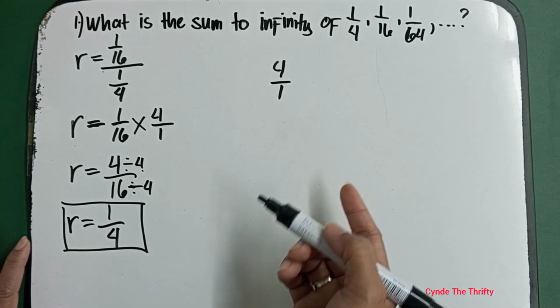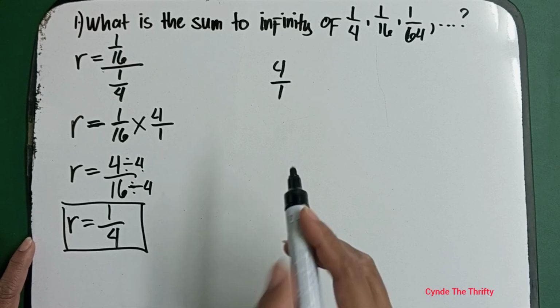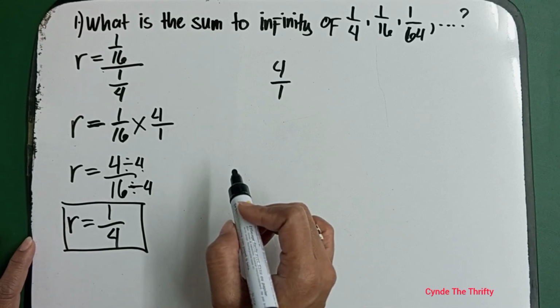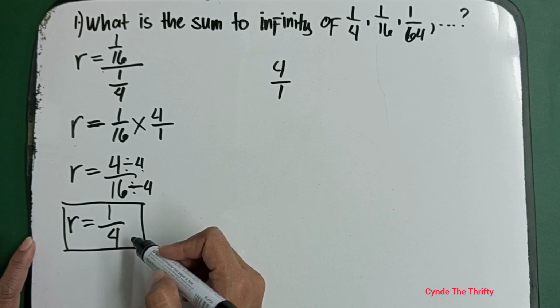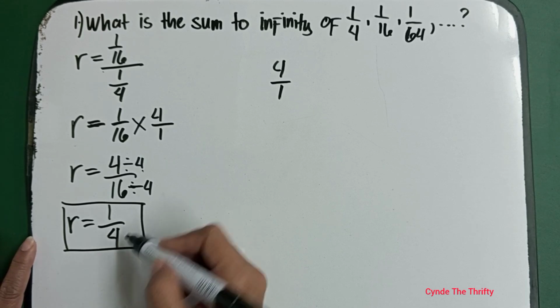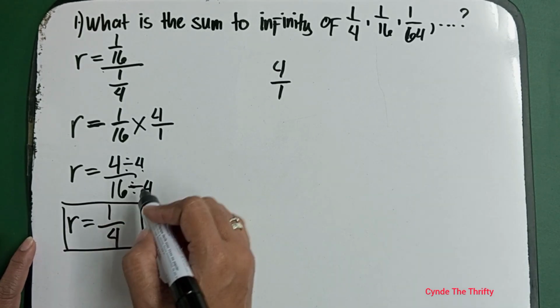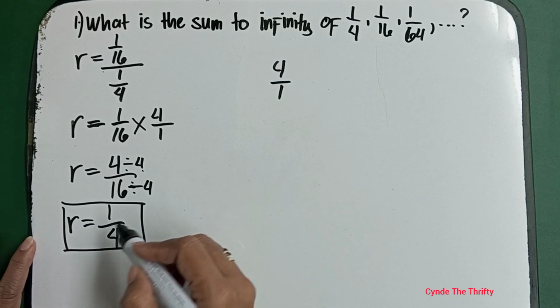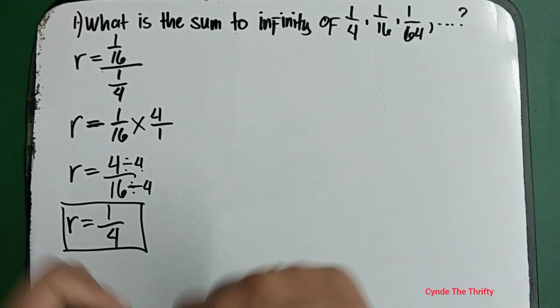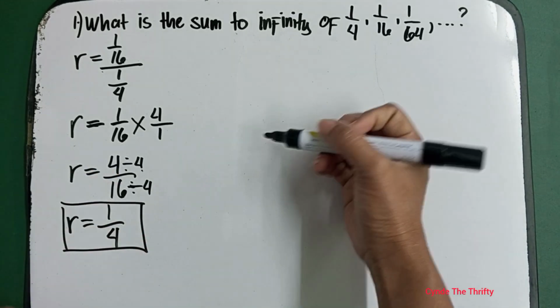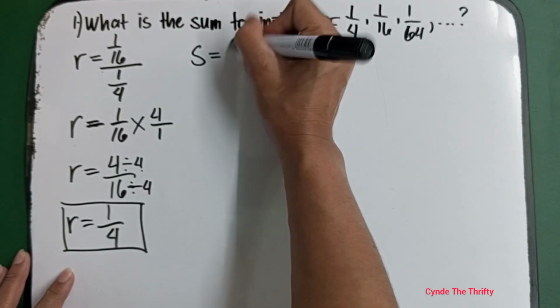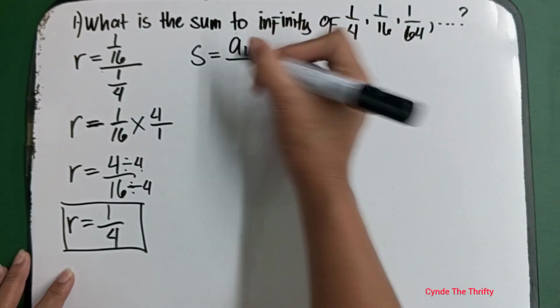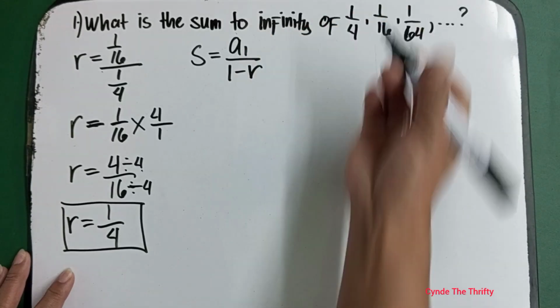Okay, so nakita na natin ang ating common ratio. Now, ang sabi niya, between -1 and +1. So, si +1/4 is pasok siya sa -1 and +1, kasi less than 1 siya, okay? Ngayon, isolve na natin ang sum to infinity sa pamamagitan ng ating formula na sum to infinity is equal to first term divided by 1 minus the common ratio.